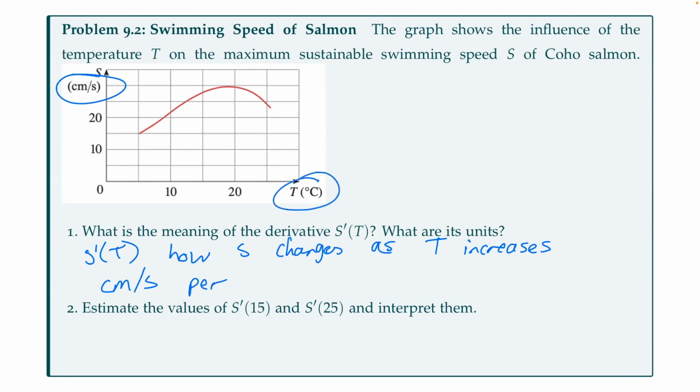And we've got temperature in degrees C on the x-axis. So this is going to be centimeters per second per degree C. These are our units.